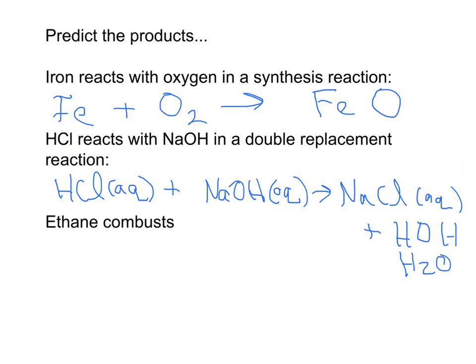Alright, here's the one I'm going to let you try. So we know ethane is a hydrocarbon. Hopefully you can figure out what the formula of ethane is, and I'm only giving you one other clue: combusts. So we looked at combustion as one of our reaction types. See if you can sort out what the products are that you would predict from that reaction. Okay, see you soon.